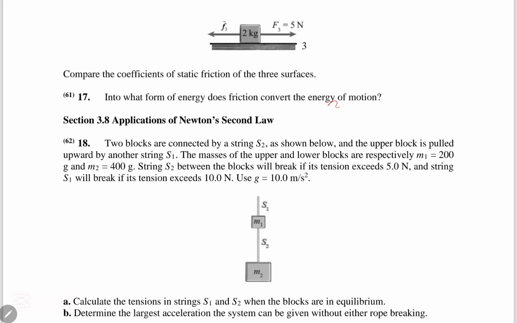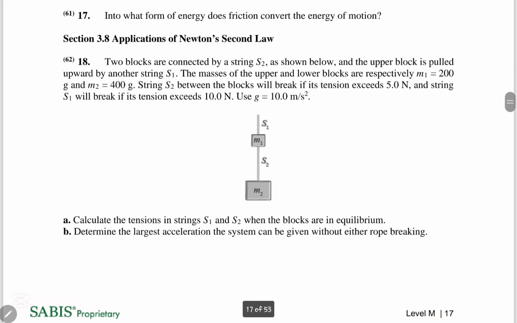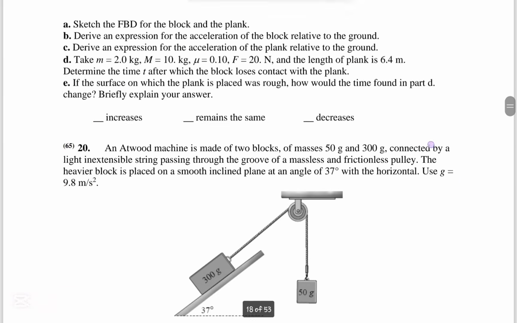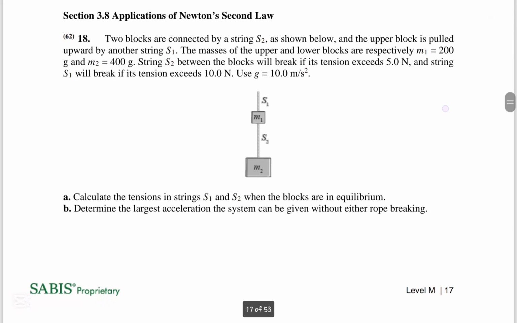It turns it into thermal energy. Very simply. Into thermal energy, or you can say into heat energy, both of them work. So now we'll move on to section 3.8. We have 18 and 19 and 20, and then that's it for this chapter. We're done with chapter 3.